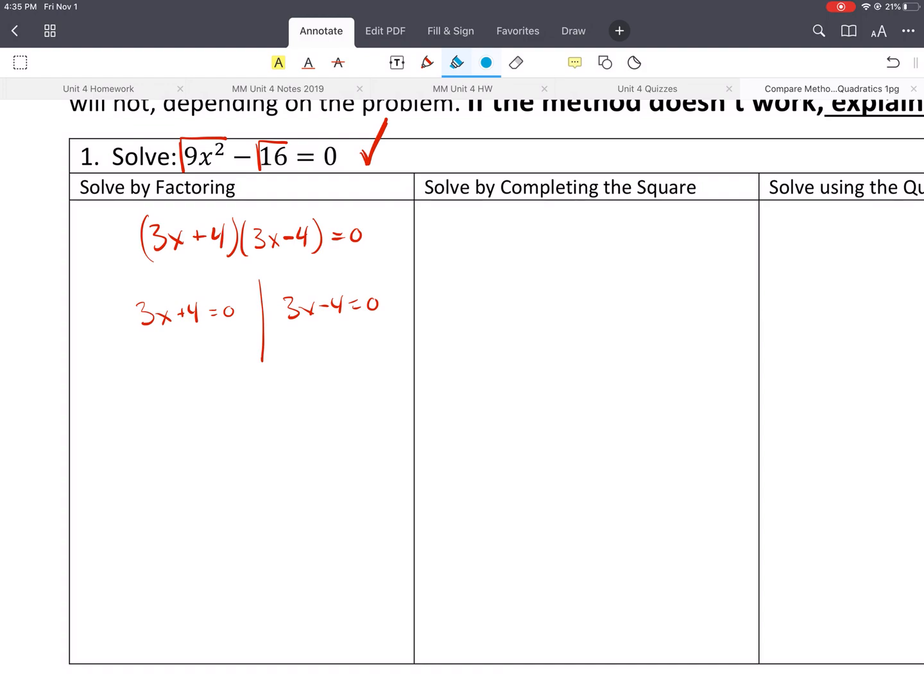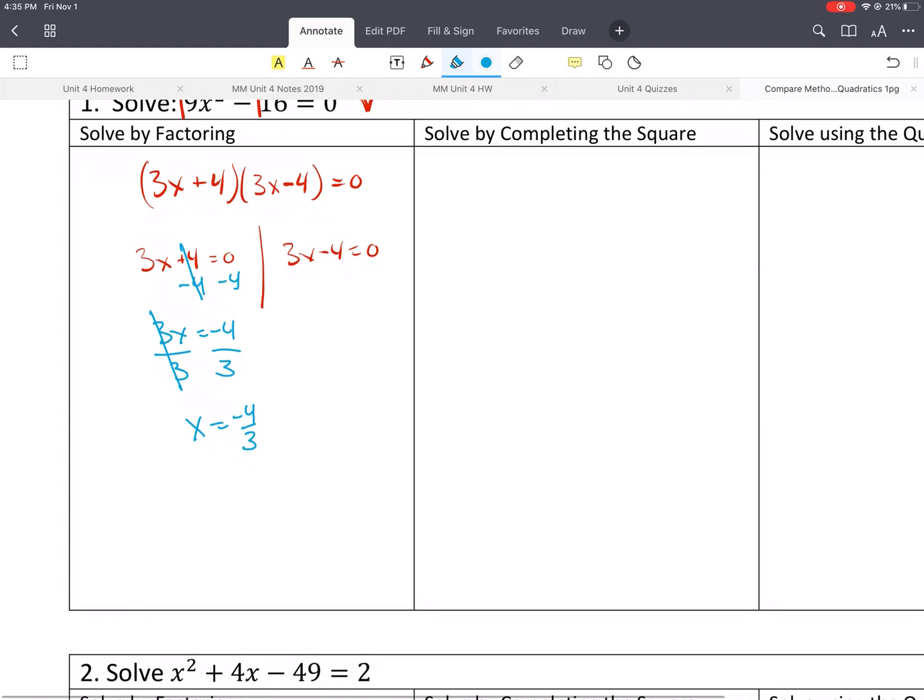So then to solve, we've got to get x by itself. So subtract 4 from both sides. We get 3x equals negative 4, and then we'll divide both sides by 3. And that would give us x equals negative 4/3. All right? And then the other side, you do the same, plus 4. You probably guess what your other answer would be. It would be a positive 4/3.